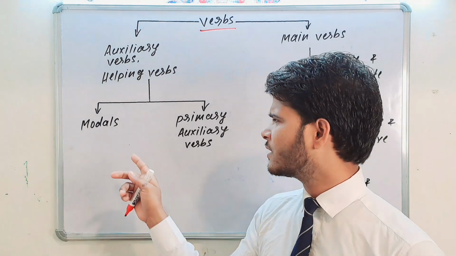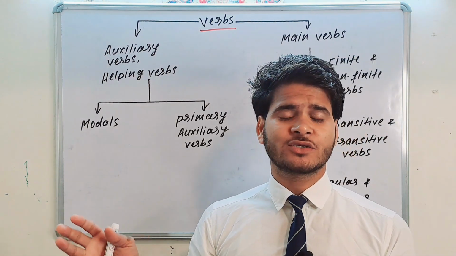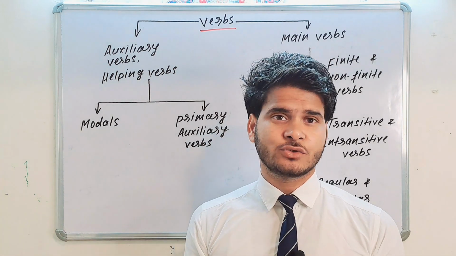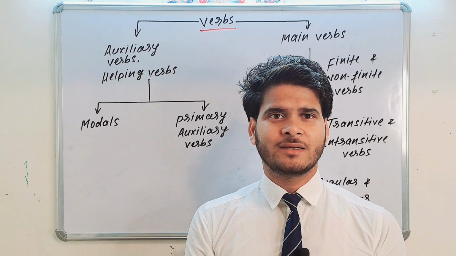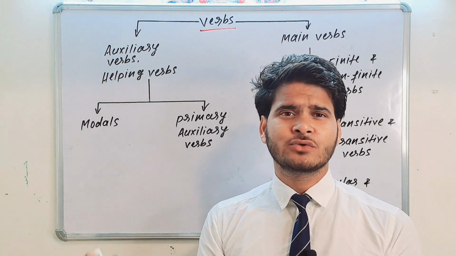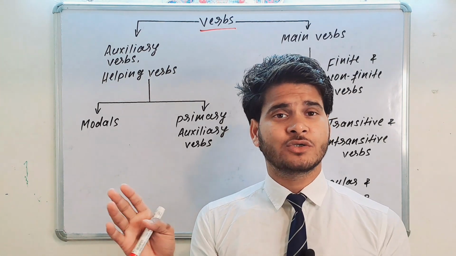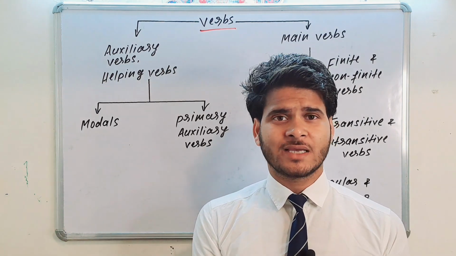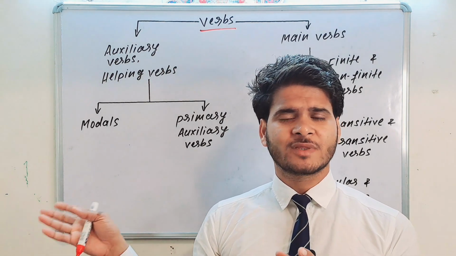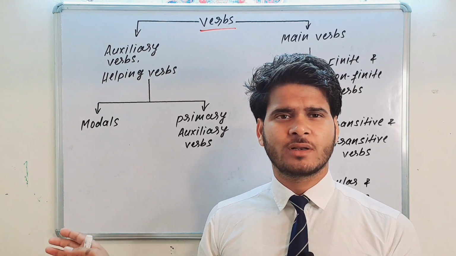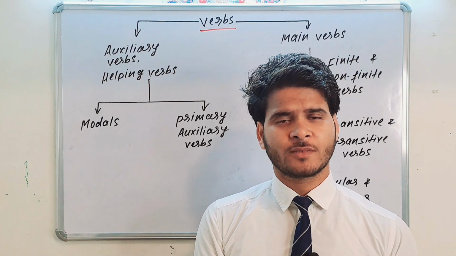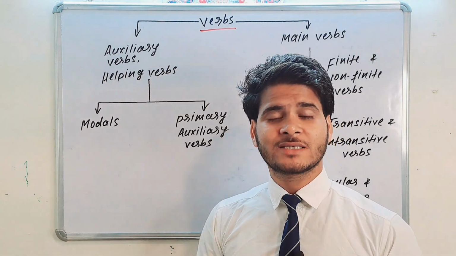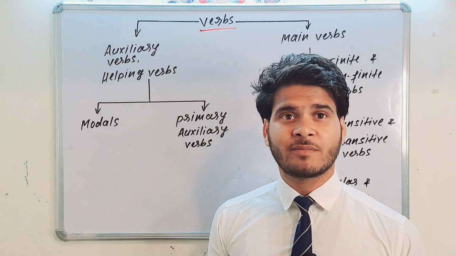There is some exceptional case in modals, that is known as marginal auxiliary verbs, like need, dare, and used to. Need and dare are either used as modals or main verbs, but used to is used either as modals or adjective. Keep in mind, that is an exceptional case of modal: need, dare, or used to. But keep in mind, modals are only used as helping verb, never as main verb.